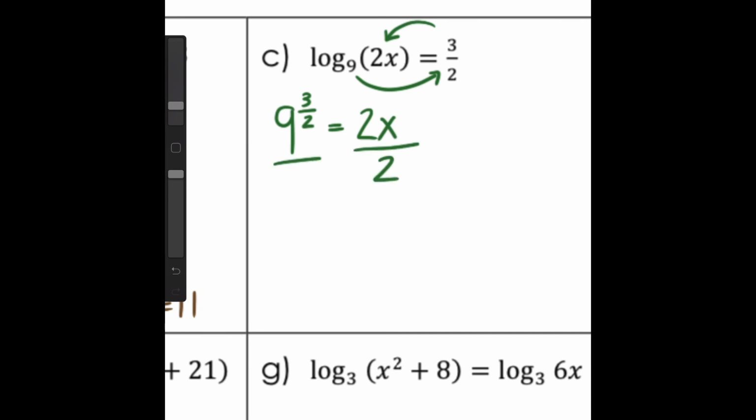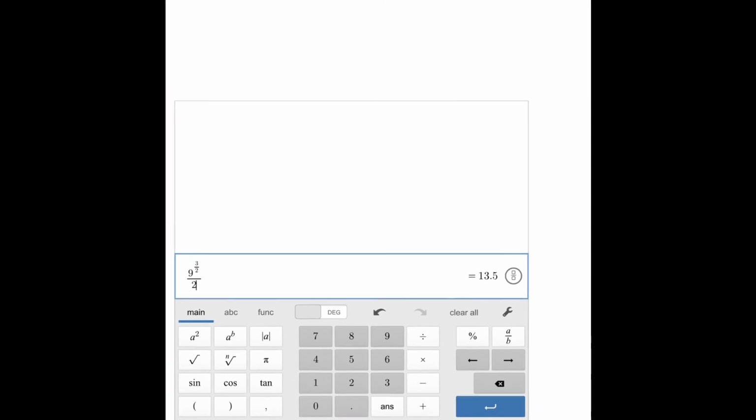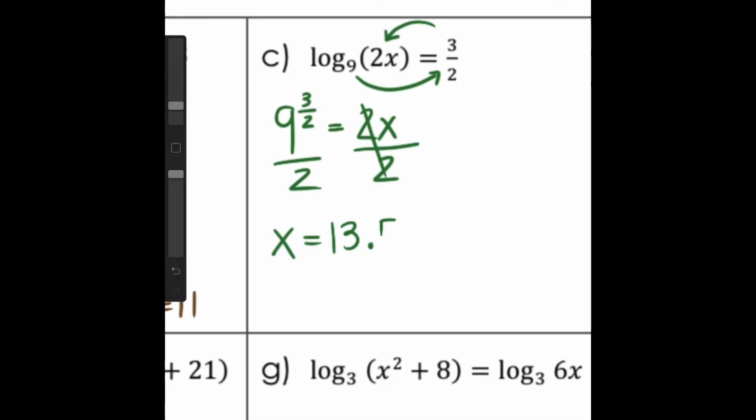And then you're going to divide both sides by 2 to get x by itself. And when you do that math in the calculator, you're going to get 13.5.